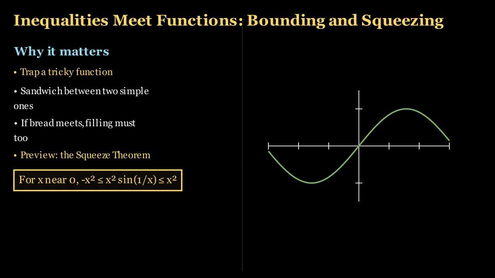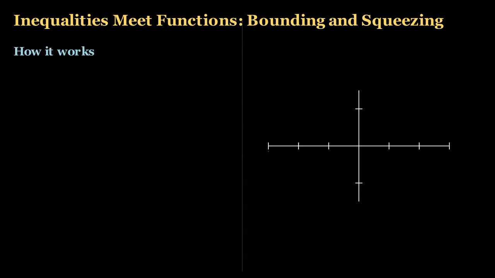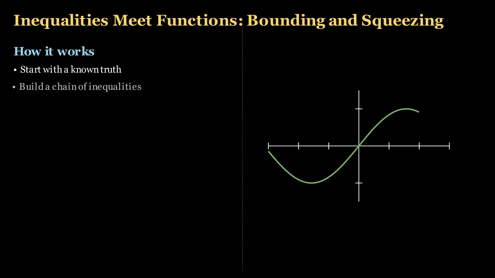We're building the intuition now. How do we actually build these bounds? We start with a fact we know for sure. For example, the sine function always spits out a number between -1 and 1. That's its nature. Now we take our tricky function, say x squared times sine of 1 over x. Since sine is trapped, we can multiply that whole inequality by x squared, which is always non-negative. The inequality direction stays safe.